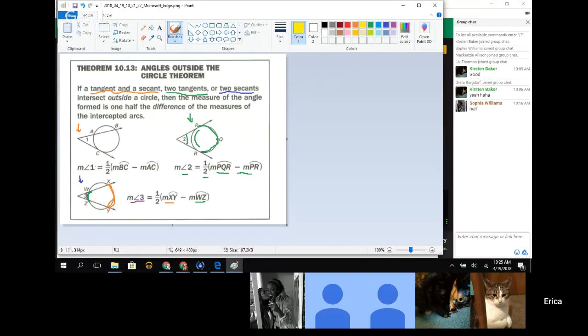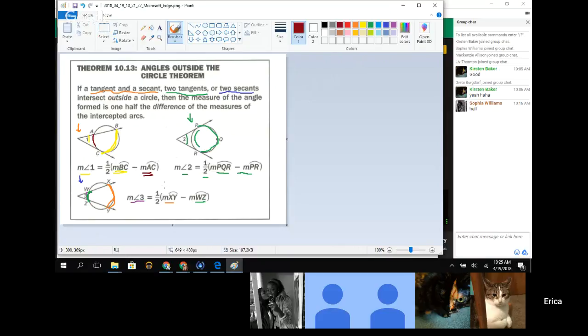And then same thing here. The measure of angle 1, right, is equal to 1/2 times the measure of the bigger arc, which is BC, minus AC, which is this arc formed right here. So the formula is the same for all of those. It works for two secants, two tangents, or a tangent and a secant.